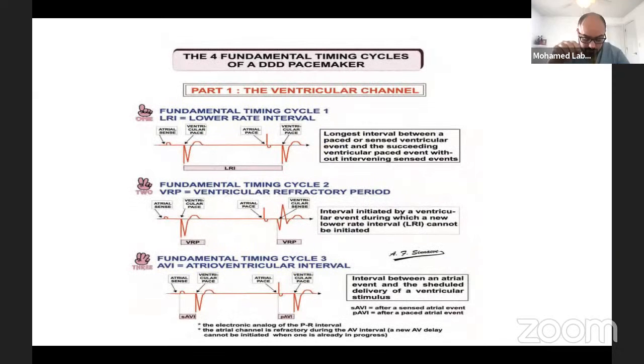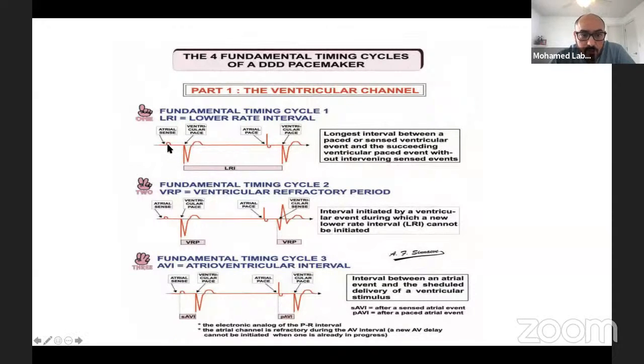Okay, what are the 4 fundamentals of pacing? The 4 fundamentals of pacing and pacing cycles. Number 1 is the lower rate interval. What is the lower rate interval? The lower rate interval is basically you telling the device, I want you to wait for a certain time for the R to come. If you don't see it, you pace.